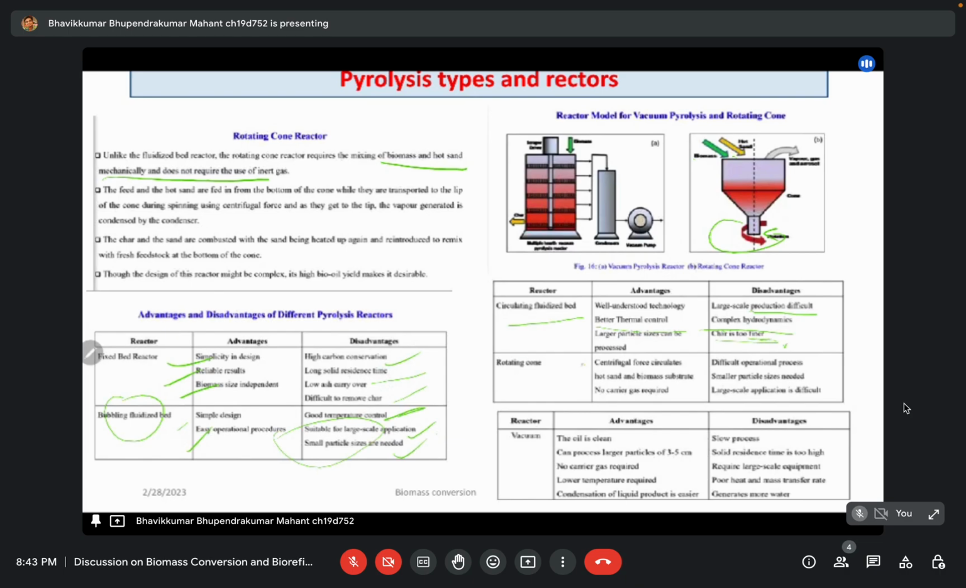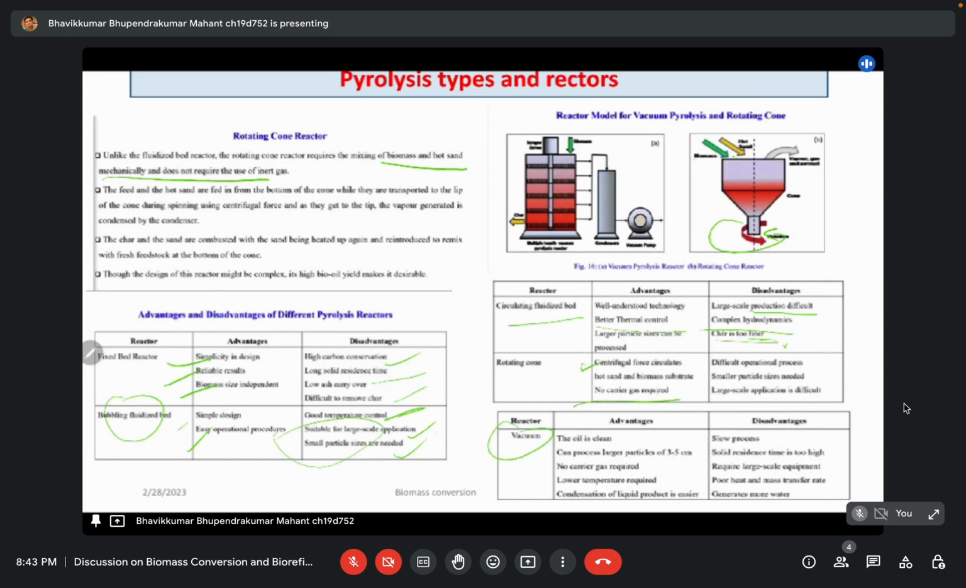Then the rotating cone has a centrifugal force that circulates hot sand and biomass substrate, and no carrier gas is required. That's why we are not using any carrier gas. The sand itself is useful for carrying out the whole temperature distribution, but it is a difficult operational process. Smaller particle size is needed, and large scale application is difficult.